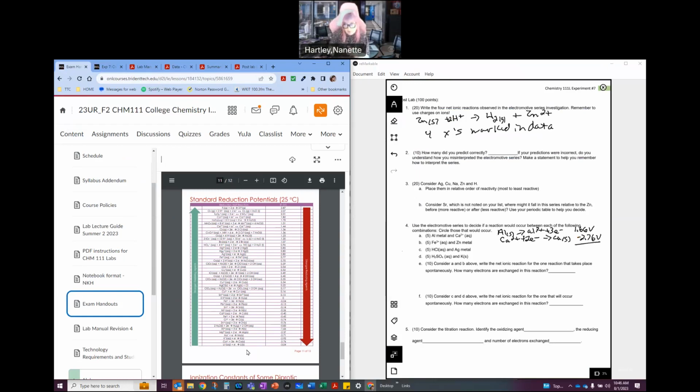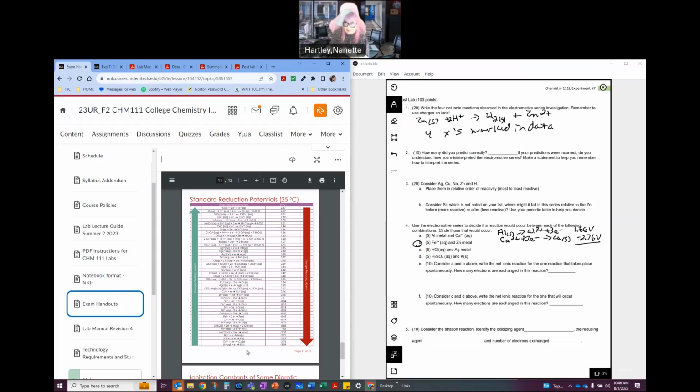So you're looking for combinations that give you a positive potential. Make sure that you've got them in the correct direction, all of the rest of that. One of these two should occur, so I'm guessing it's going to be B that should occur, and one of these other two should occur.